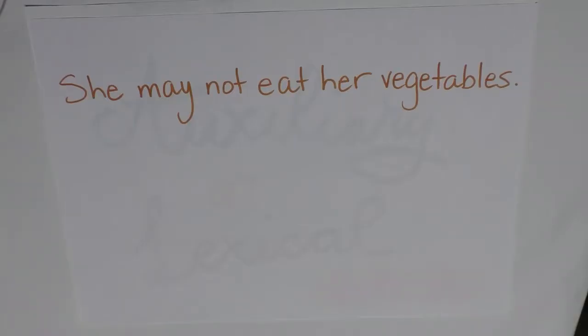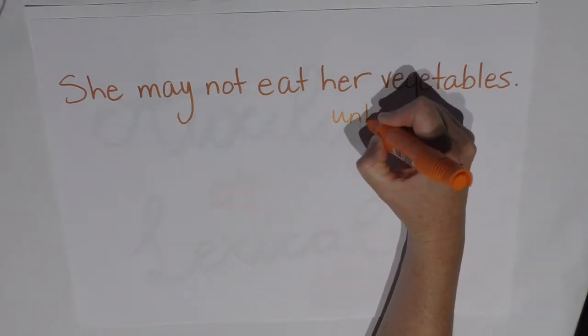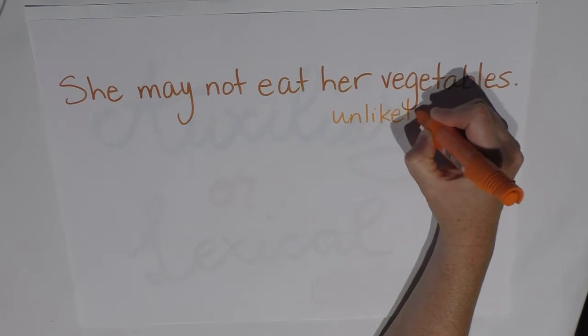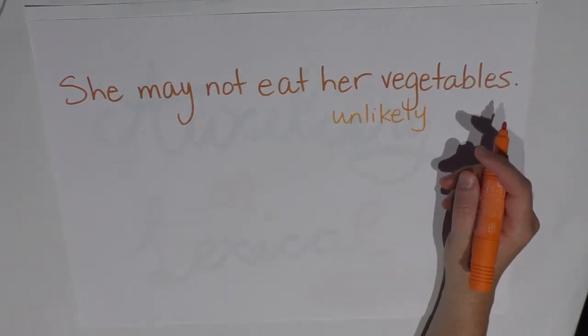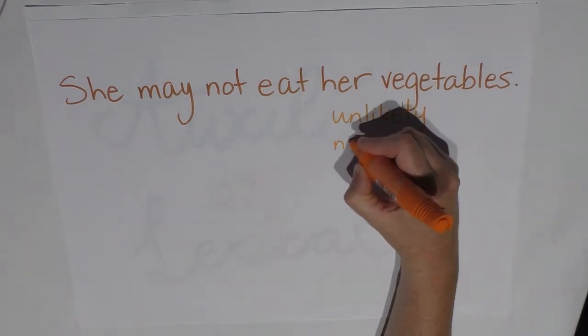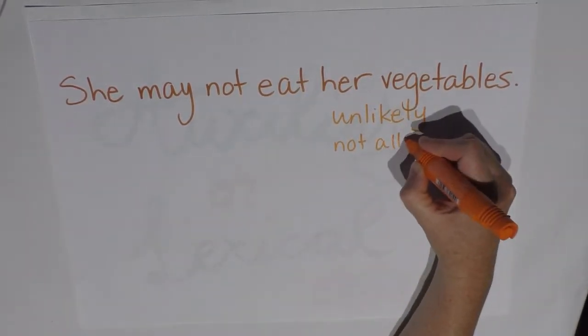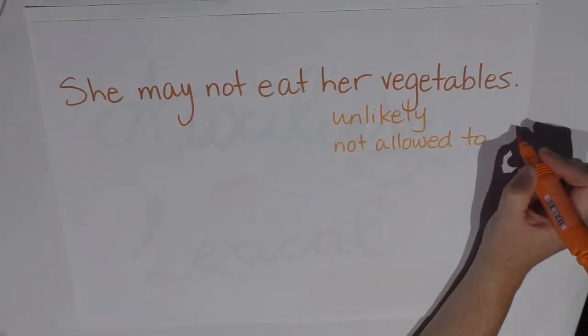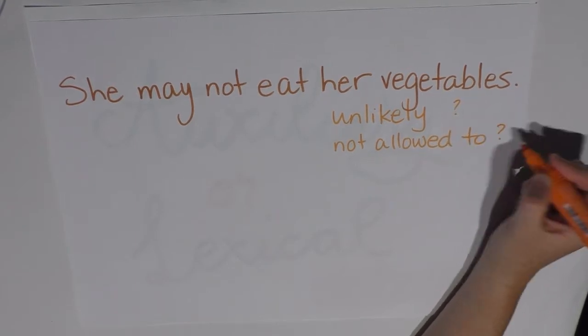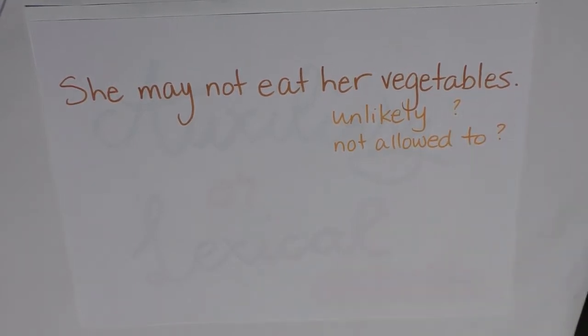Now, does this sentence mean that it is unlikely that she will eat her vegetables? She may not eat her vegetables. Alternatively, does it mean that she is not allowed to eat her vegetables? Now we know from context that the chances of it being the second are very small, but it's still a possibility. She's not allowed to eat her vegetables, she may not eat her vegetables. She's unlikely to eat her vegetables, she may not eat her vegetables. It's just based on context.